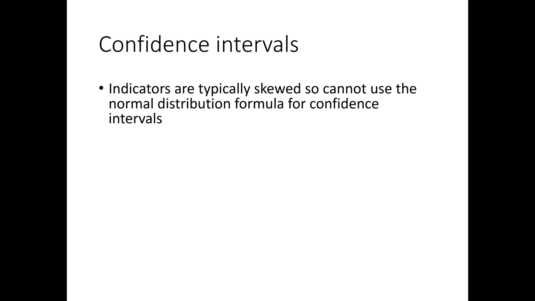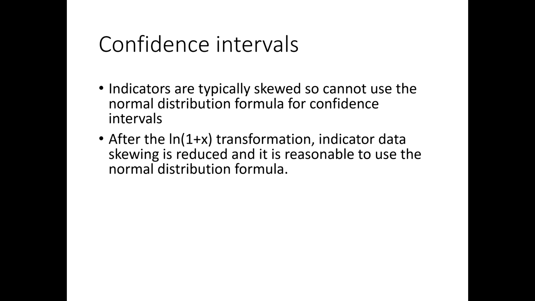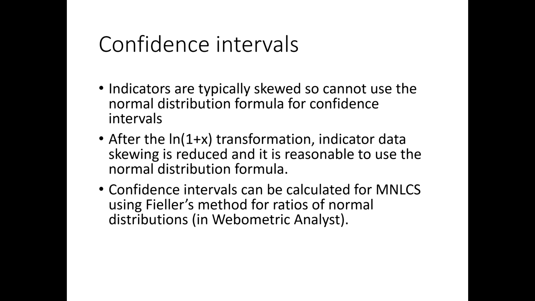And confidence intervals, as I've mentioned before, normally we can't calculate with a formula. We'd have to use bootstrapping to calculate them. But for the log transformed indicators, we can use a normal distribution formula. If you use Webometric Analyst, then confidence intervals are produced for the MNLCS scores using an appropriate method, Fieller's method, for the ratios of normal distributions. So you don't need to calculate the confidence intervals yourself. They're automatically included in the Webometric Analyst output.